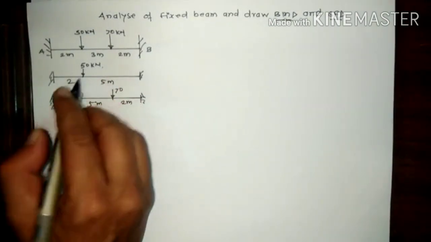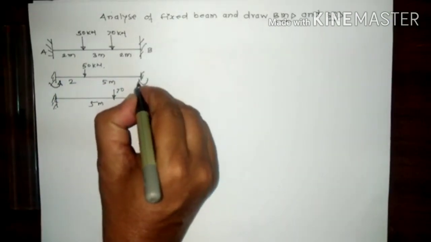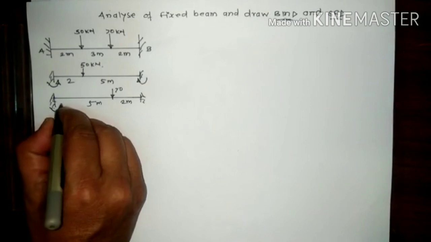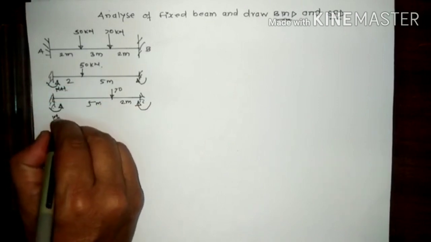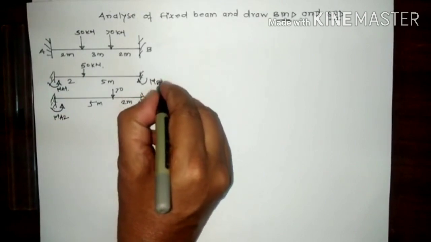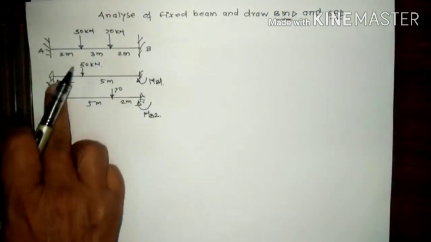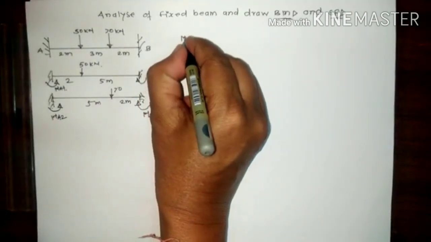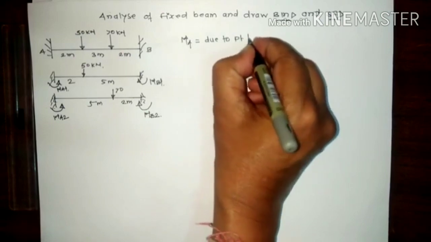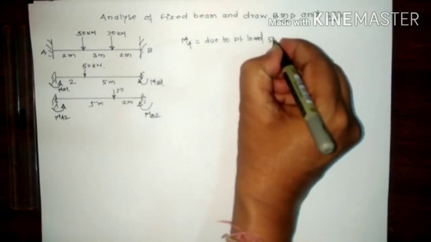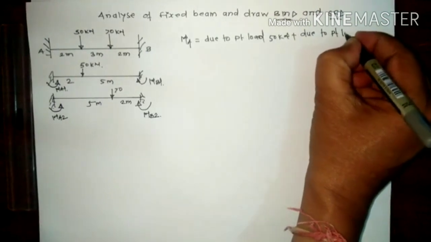Now this point load creates, we know, hogging bending moments at the A support and also at the B support. This load also creates hogging bending moments at A and at B. Suppose these are called MA1 and MA2, MB1 and MB2. So total MA is nothing but MA1 plus MA2. So MA is equal to the moment due to the point load 50 kN plus that due to the point load 70 kN.